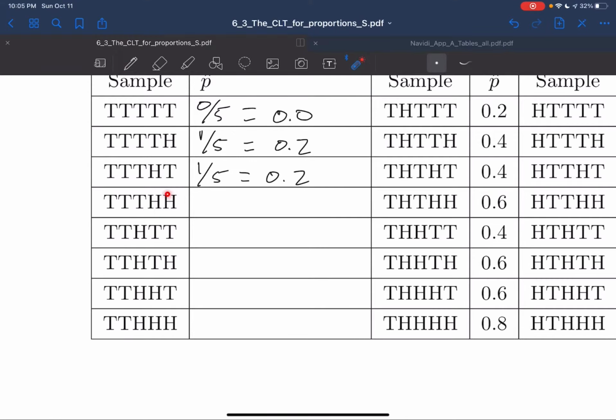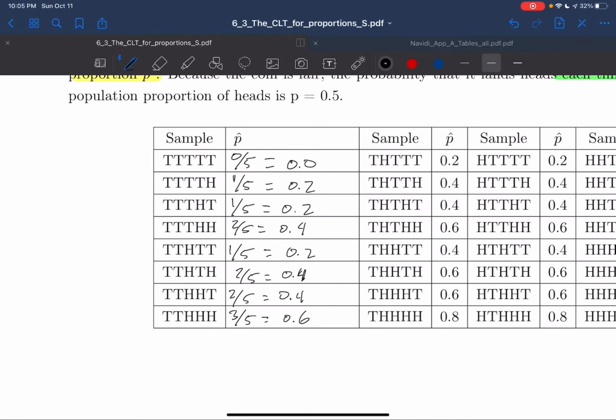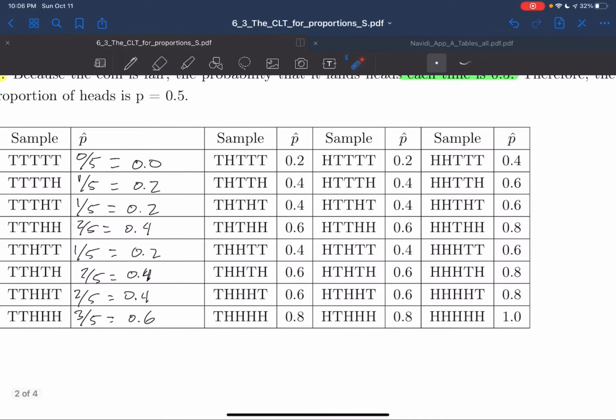This time we'll have 2 heads that come up out of the total 5, so this will be 2/5. And you keep going with the pattern. So this will be 0.4, 1/5, which is 0.2, 2/5, 0.4, and 3/5, which is 0.6. I fill in the rest of the table for you, but that's the general idea here.